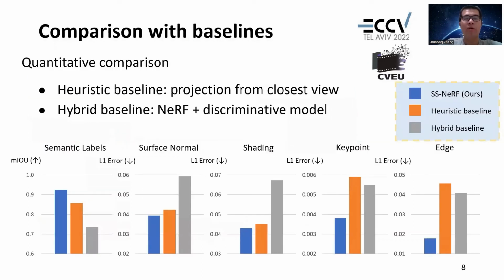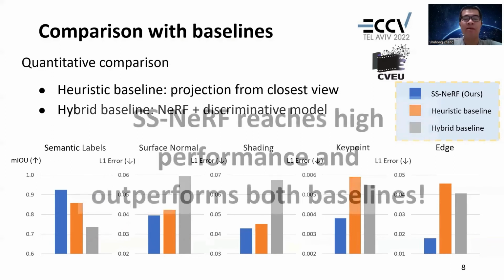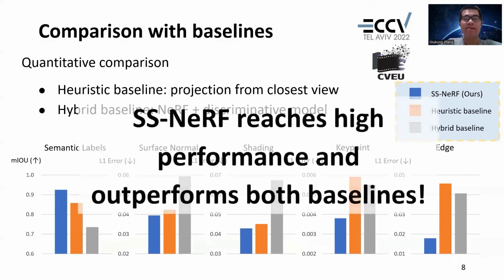We compare our model with two baselines. The heuristic baseline predicts scene properties by projection from the closest view. The hybrid baseline first uses NeRF to render RGB images for novel views, and then uses a discriminative model to obtain predictions for the rendered images. The chart shows that our SS-NeRF model consistently outperforms the baselines on all five tasks.